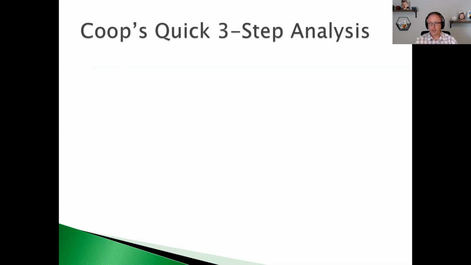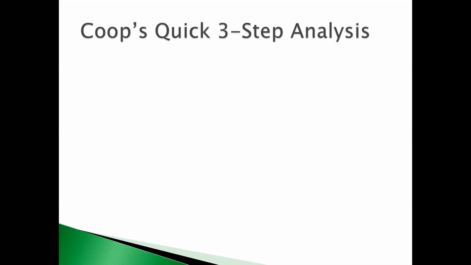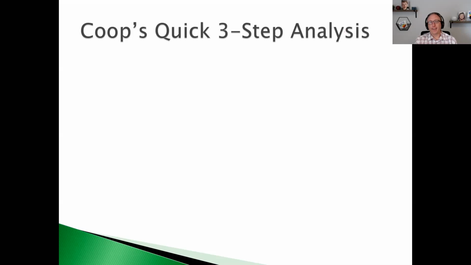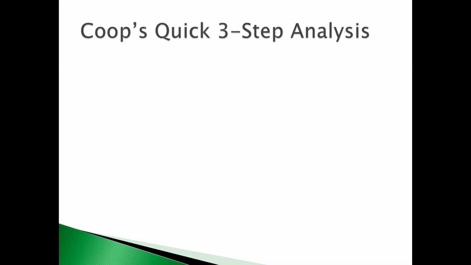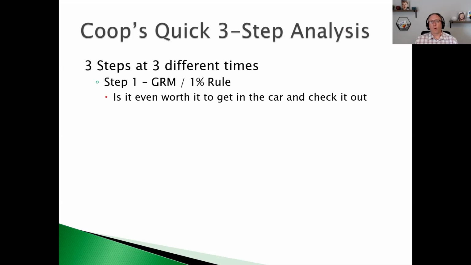I've got a question. So is it better, in your opinion, to get your cash on cash return, or better to follow like the 1%, or is it a combination of the two? Completely different. But that's a great segue into Coop's quick 3-step analysis. And here's why. So my first step is the GRM, or the 1% rule.